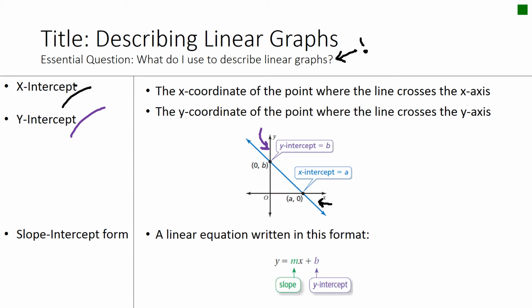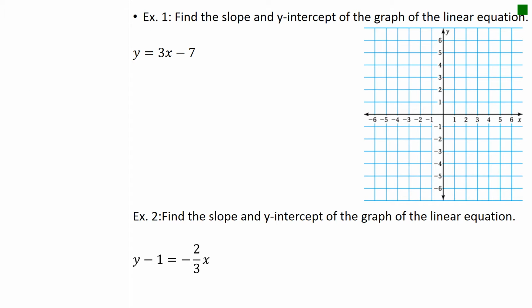The slope-intercept form is a linear equation, an equation that makes a line, a very straight line, written in the format of y equals mx plus b. M is slope, and b is y-intercept. Now, I'm teaching you how to graph straight from an equation, so straight from an equation to a graph.